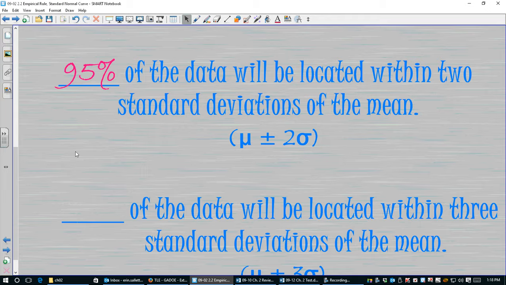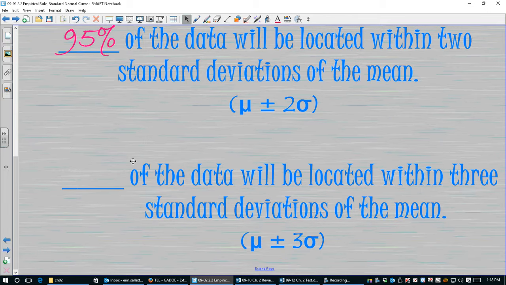If you go out 3 standard deviations from the mean, so to the right and to the left, you will find 99.7% of your data. That's a pretty significant portion of your data. That means 0.3% is left of the calculation. So the vast majority of your data is going to be found within 3 standard deviations of the mean. And a significant majority of that is only between 2 standard deviations of the mean.